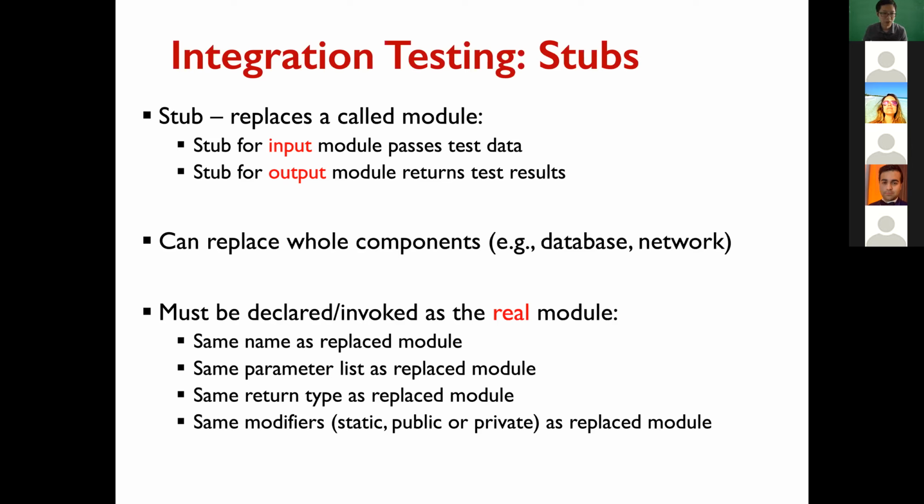The stub must be declared and invoked like a real module. You need to make a stub class to simulate a real module. It should have the same name as the replaced module, the same parameters, and the same return type as the replaced module. Let's look at a detailed example.